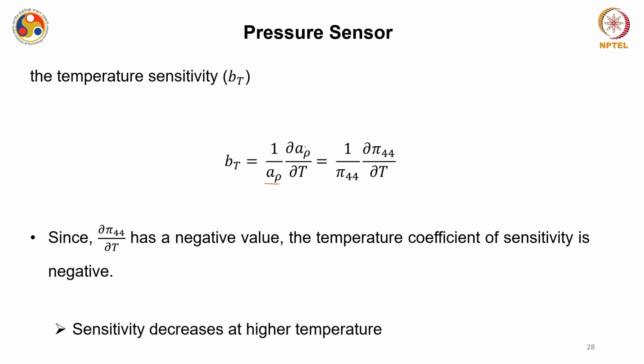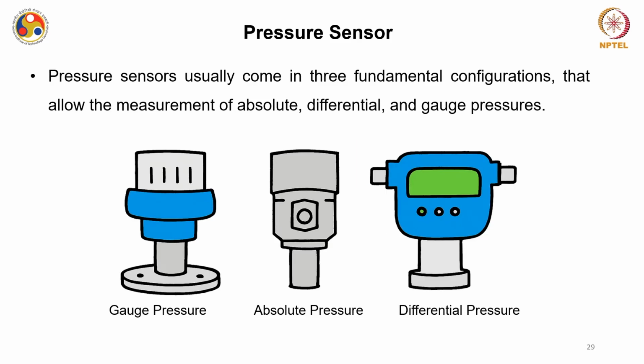1 by AP into del AP by del T, which is equal to 1 by pi 44 into del by del T of pi 44. Since this value, this del pi 44 by del T, has a negative value, the temperature coefficient of sensitivity for this kind of devices is always negative. It means that the sensitivity decreases at higher temperature. This is a little bit about piezoresistive silicon based pressure sensors, which are very practical and very popular in the industry.